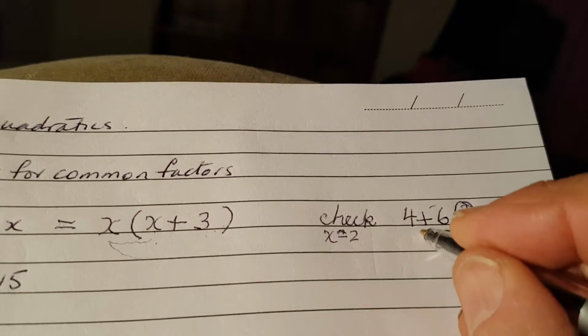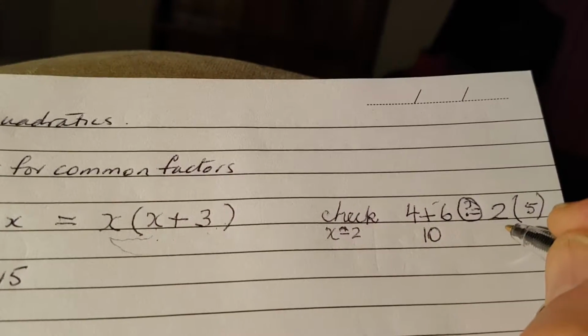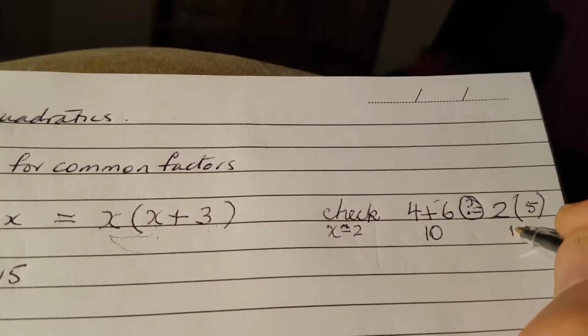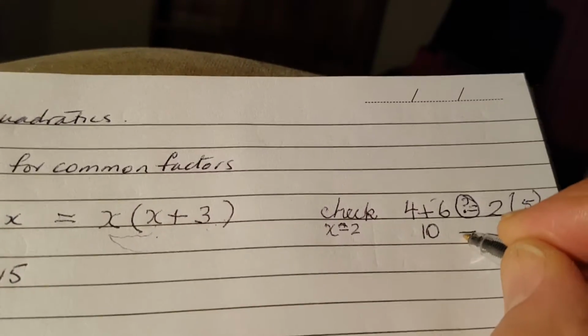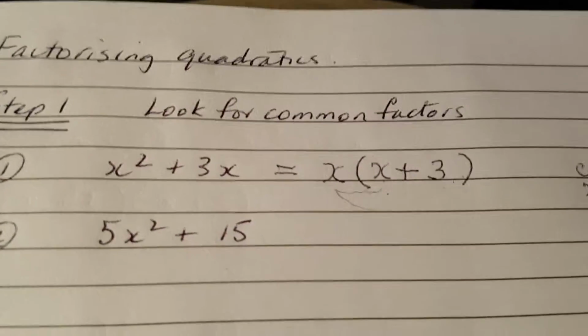So is it true that 4 and 6, which is 10, is the same as 2 times 5, which is 10? Yes, it is true. And so we think we've got our expansion correct.